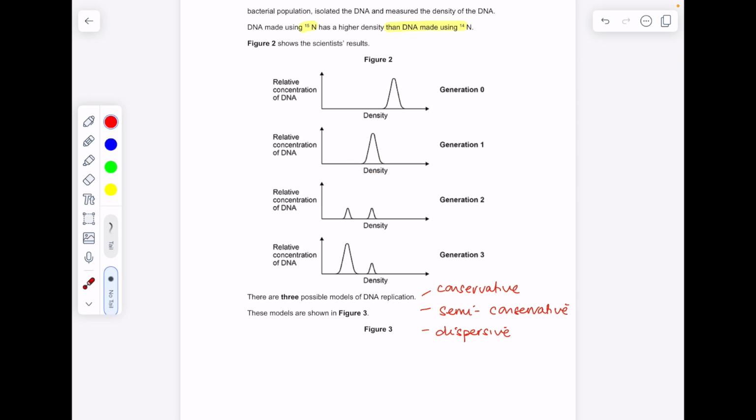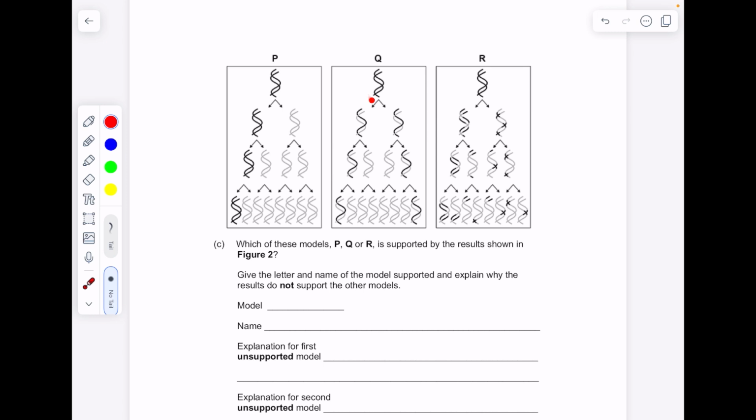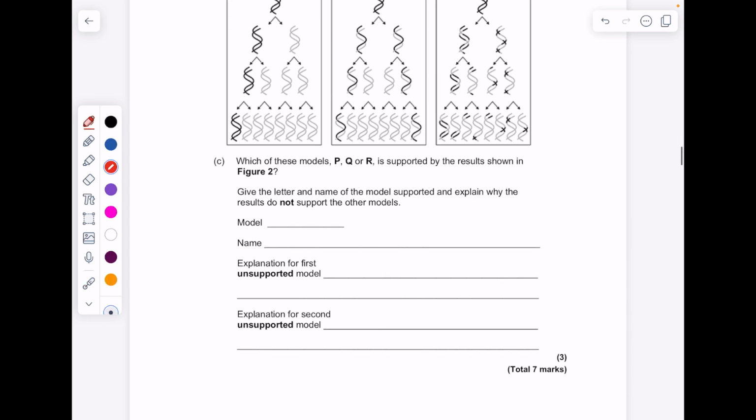And so you can see that after 1 replication cycle, generation 1 contains DNA which is all of an intermediate density. Then after the 2nd replication cycle, generation 2, we can see 1 intermediate density and 1 light density. And then as we move to generation 3, we can see the lighter density band contains more DNA. So that all fits with a semi-conservative replication style. And therefore, look at Q. These new strands in generation 1 contain 1 old strand and 1 new strand. Yes, that fits semi-conservative replication. And as the generations move on, we get more lighter nitrogen present. So it's model Q supported. We know that this is semi-conservative replication.